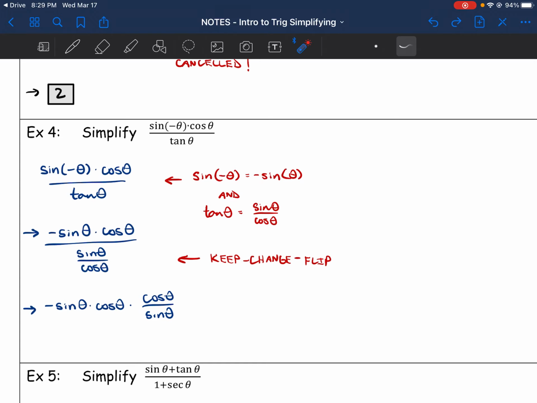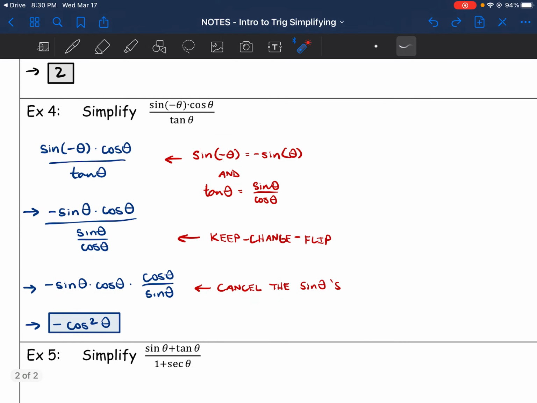And then watch stuff cancel. Here's sine theta. Again, pretend this is like a sine theta over 1. This sine theta will cancel with this sine theta. The negative will stay though, so don't forget that negative out there. And then cosine theta times cosine theta will be cosine squared theta. So we'll have negative cosine theta times cosine theta, or negative cosine squared theta. And that's as simplified as we can get.